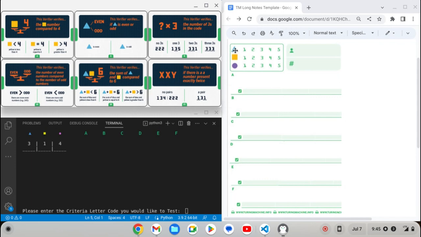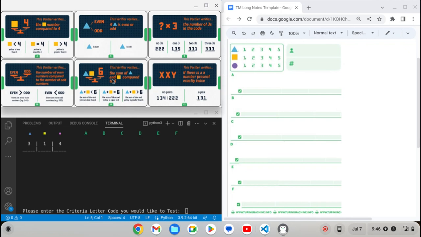Criteria card B looks at our first digit, the triangle digit, and the Turing machine will let us know whether its value is an even digit or an odd digit. Criteria card C looks at the 3-digit solution, and the Turing machine will let us know how many of those digits should be 3. Should there be no 3s? Should there be a single 3, perhaps 2, or maybe even all 3 are 3? Criteria card D again looks at our 3-digit solution, and the Turing machine will let us know a little bit about the ratio of even to odds. So should there be more even than odds, or should there be less even than odds?